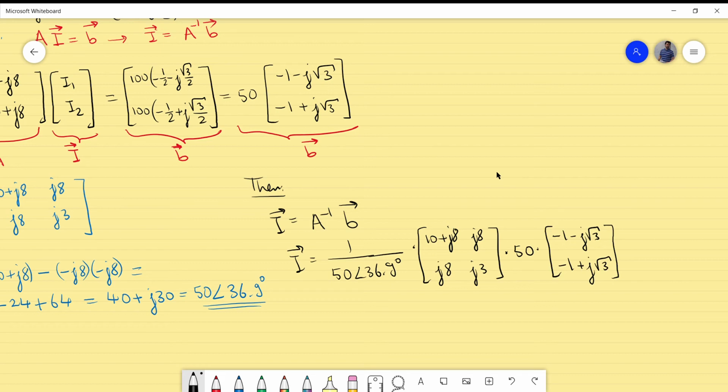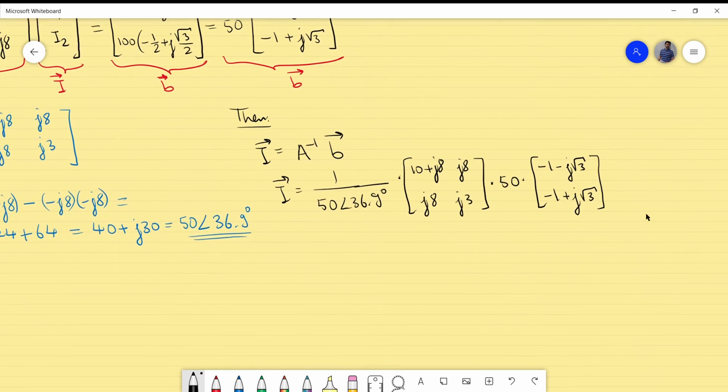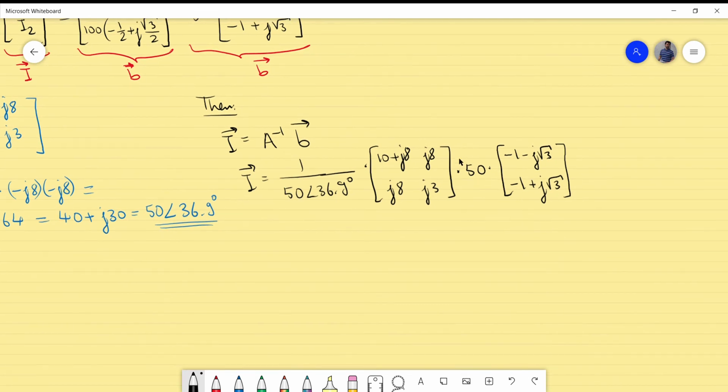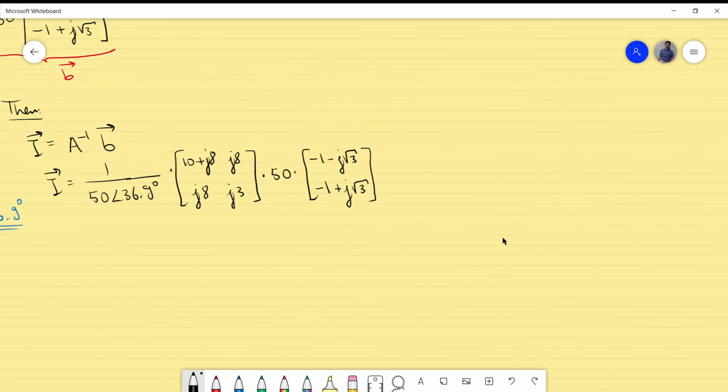Okay, what do we do next? Now we can already see some values that can be cancelled, because we have 50 here and 50 there, so that will leave of course just 1. And we can multiply this matrix with this vector. So what we have is actually 1 over 1 phase 36.9 as an expression for this one, and I will multiply this matrix with this vector. So how do I do the multiplication? I will do that separately, otherwise it will be too cluttered.